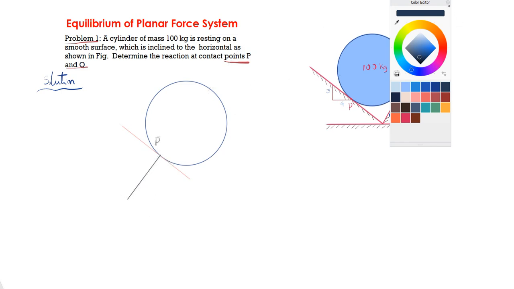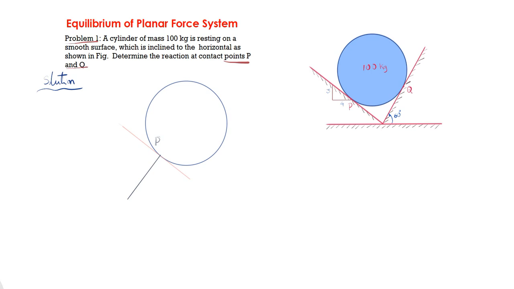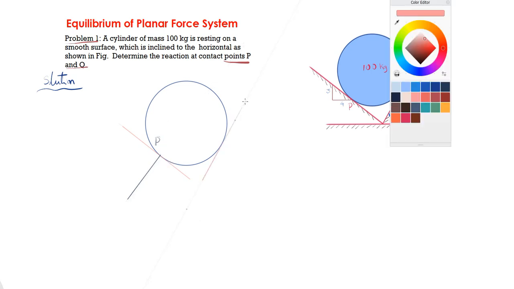Then there is one more reaction force acting on the other side. So this is the tangent surface, and exactly perpendicular we have to take the reaction force. So this reaction force acts at point Q and this acts upward as shown like this. Now let us call the reaction force on the left hand side as R1 and the reaction force on the right hand side as R2.